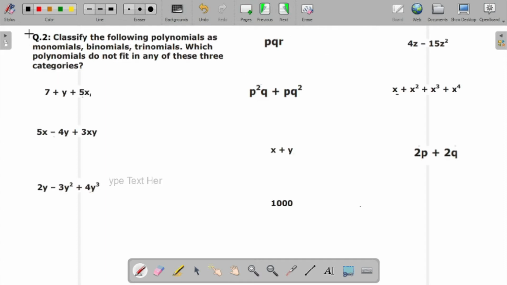Now let's start with question number 2. In question number 2, classify the following polynomials as monomial, binomial, trinomial. Which polynomials do not fit in any of these three categories? Okay, we have to find that also. Now, for example, let us take the first. In this case, we have three terms. This is the first term, this is the second term, and this is the third term. A polynomial containing three terms is known as a trinomial. So we name it a trinomial.